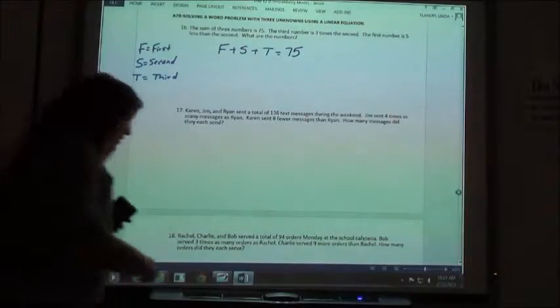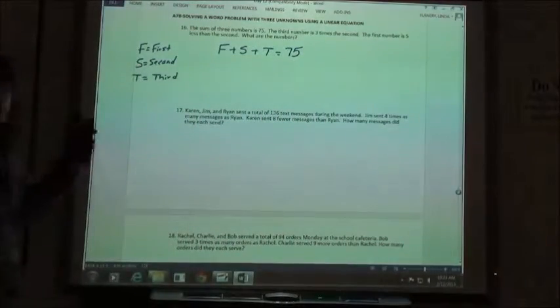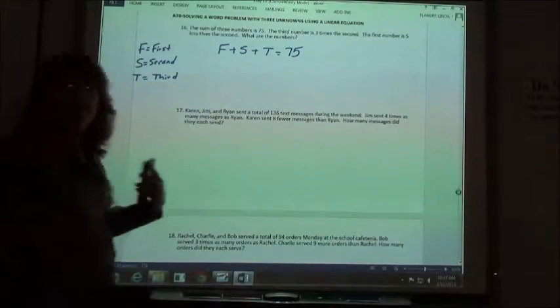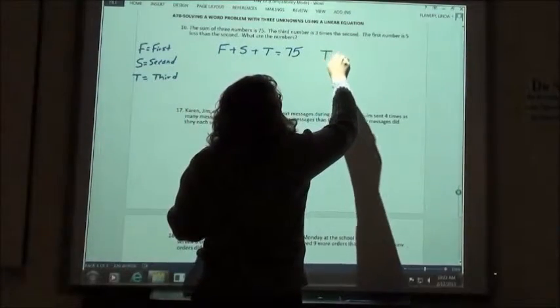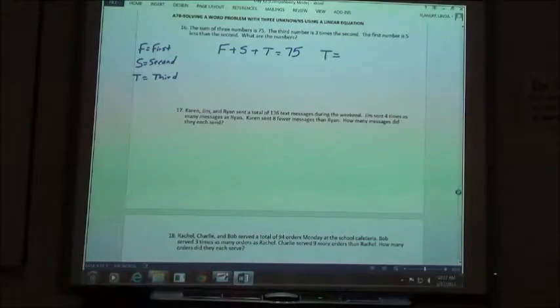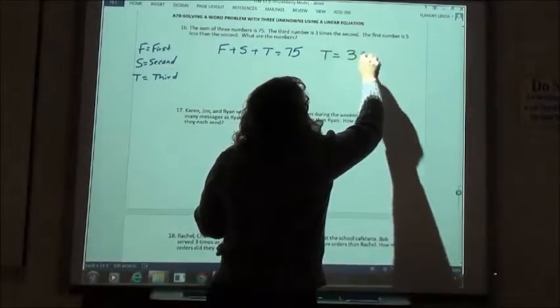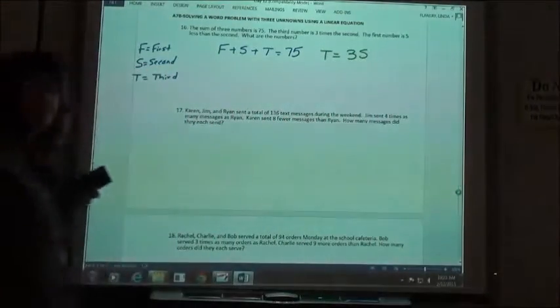Then I'm going to translate the second sentence up there. The second one says the third number is, the third number equals. So T equals. The third number is 3 times the second. So 3 times the second would be 3 S's, 3 times S.